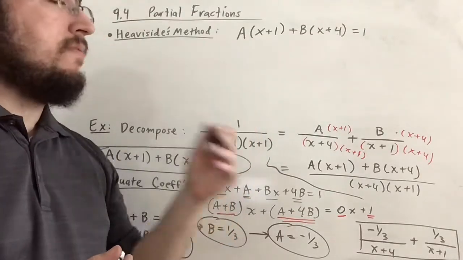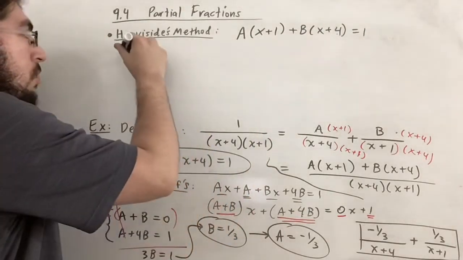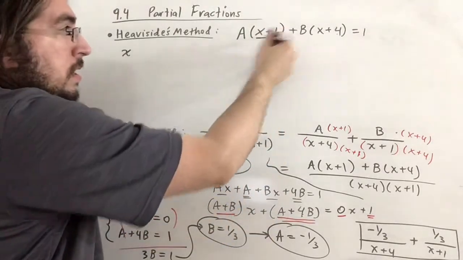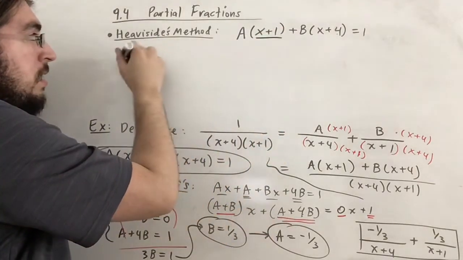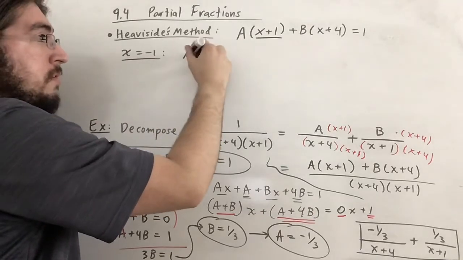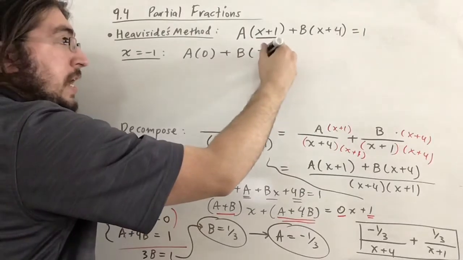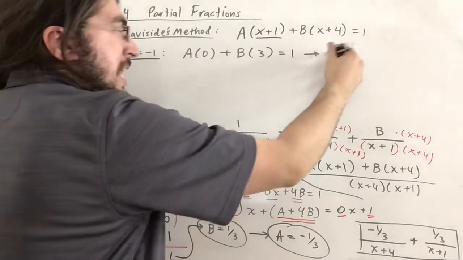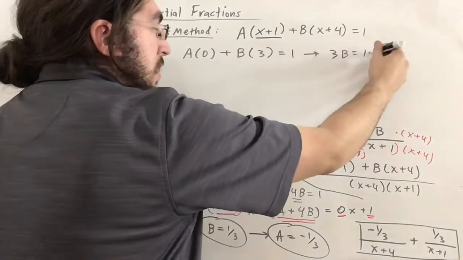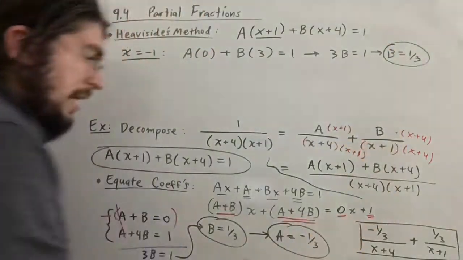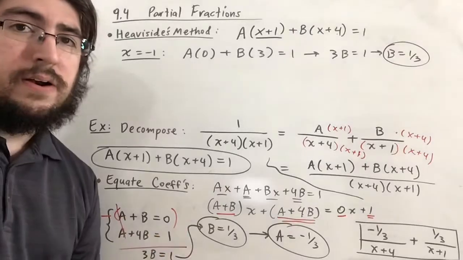We'll get a new equation involving a and b. So why not just plug in things that'll make stuff go to 0? So here, if x is -1, notice we'll just get a times 0 plus b times -1 plus 4 is 3 equals 1. That means 3b is 1. So look at that. Right away we get b is equal to 1/3, which kind of took us a little bit of time to discover here.